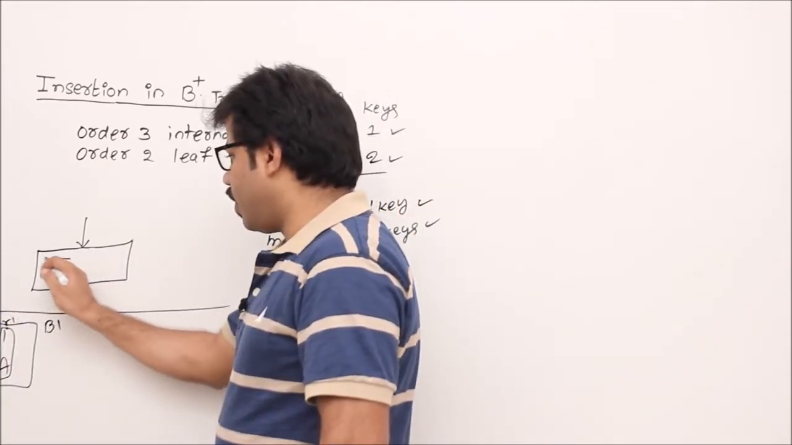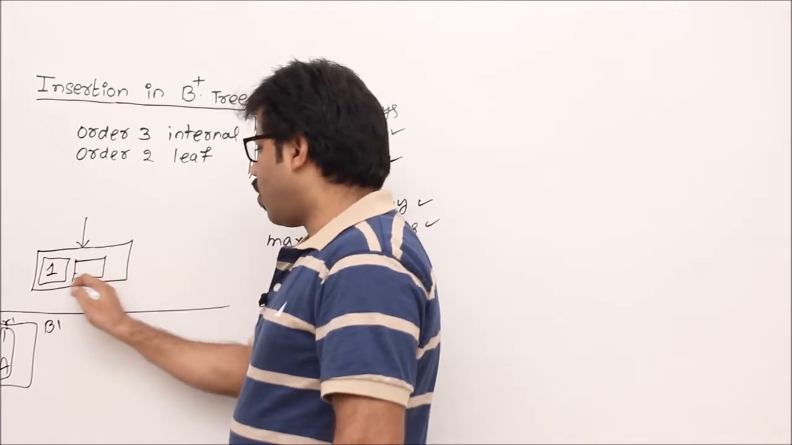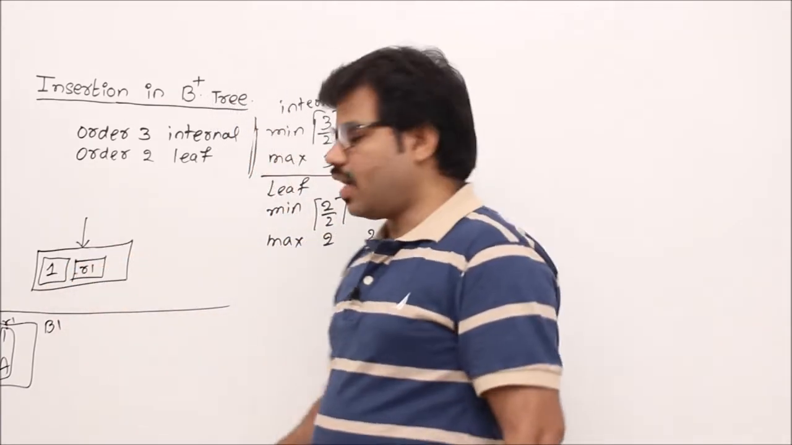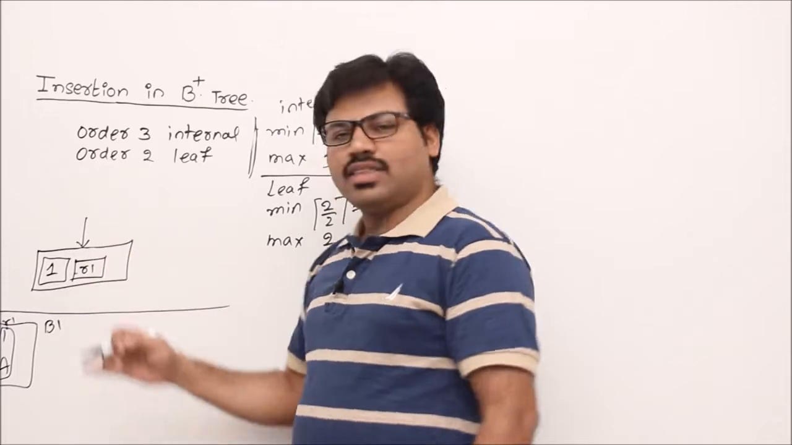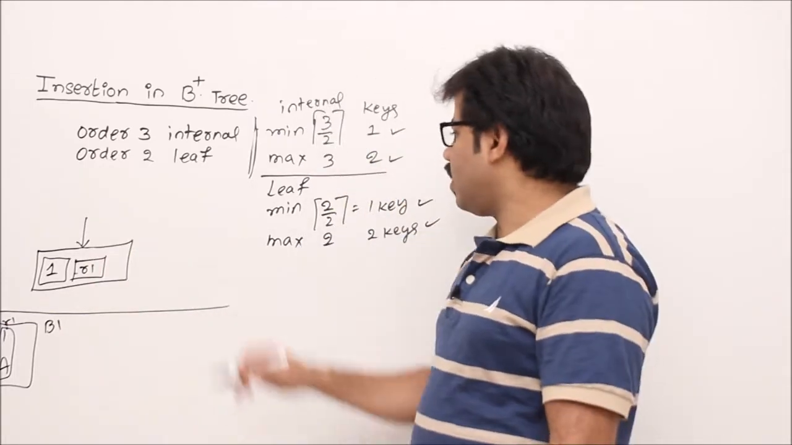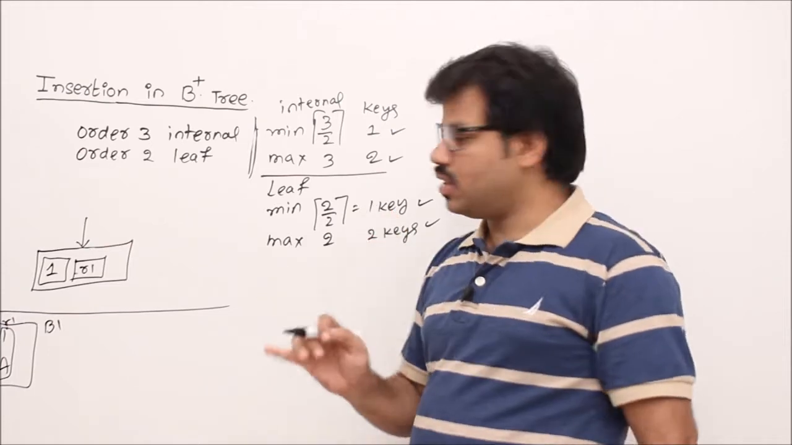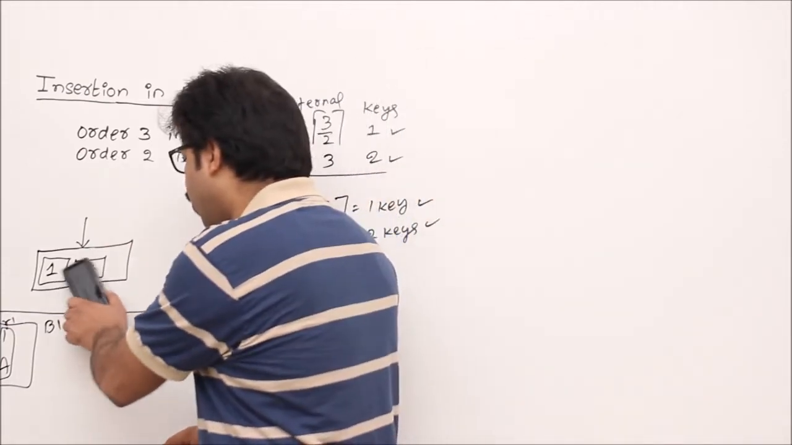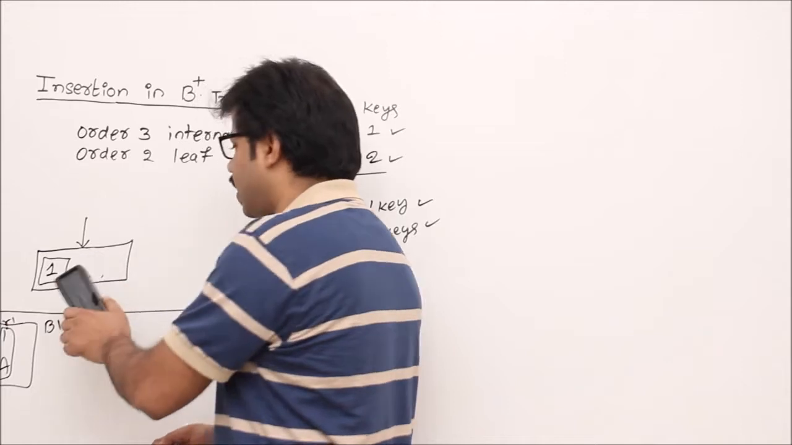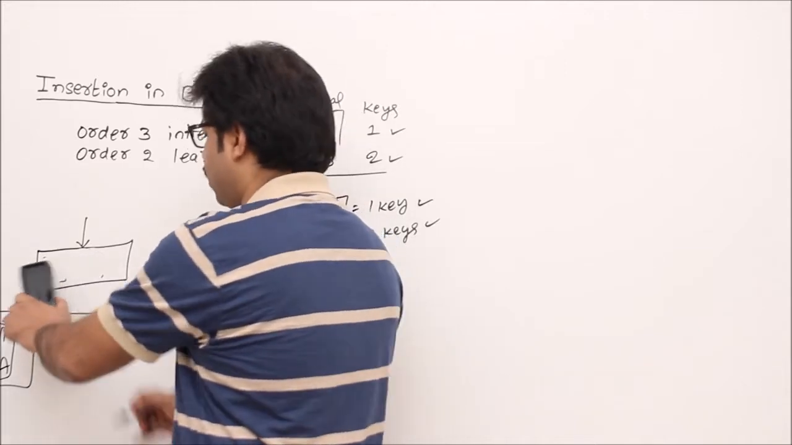Key takes some memory and record pointer takes some memory, and every node has some capacity, right? What is the maximum condition? In a node we should have how many keys? Minimum 1, maximum 2 keys. Yes, we are satisfying that. From now onwards I don't show record pointers, but you understand that we have record pointers.